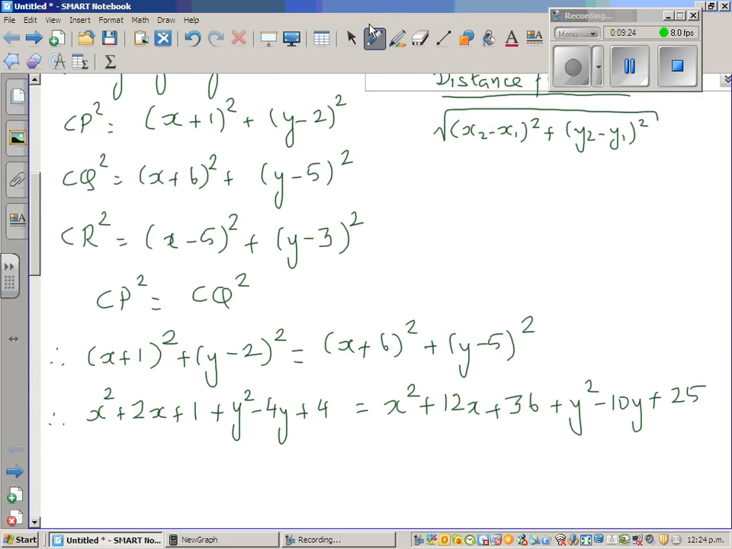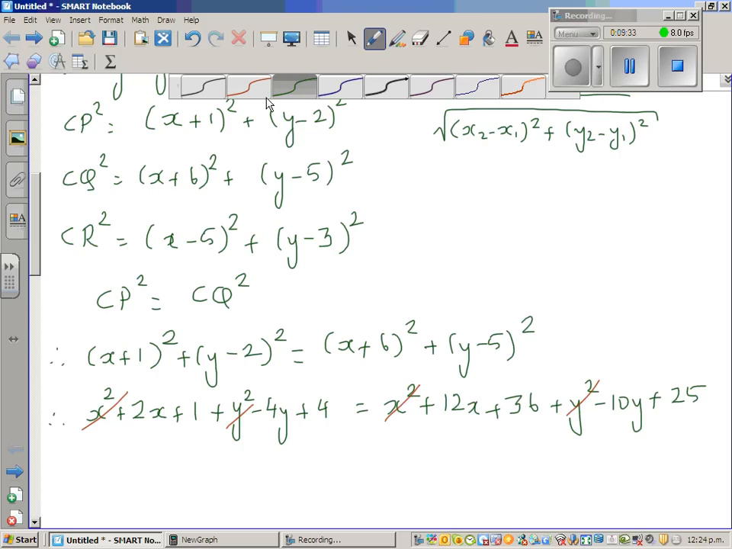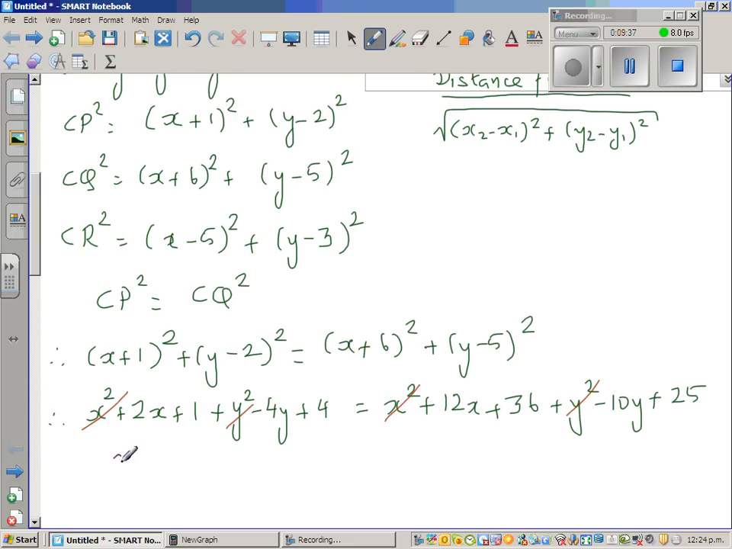So let us do the cancellations. So x squared will get cancelled with x squared, y squared will get cancelled with y squared. So let me bring back, say, a different color. So this simplifies to 2x minus 4y plus 5 is equal to 12x minus 10y plus 35. So 30 plus 20 is 50 plus 11, which is 61.